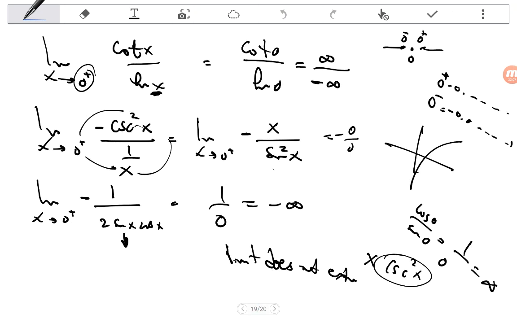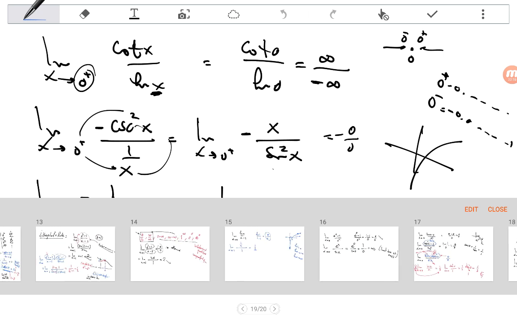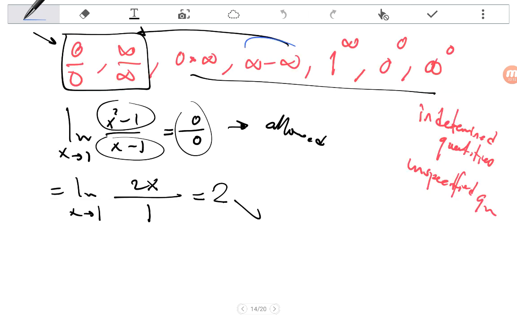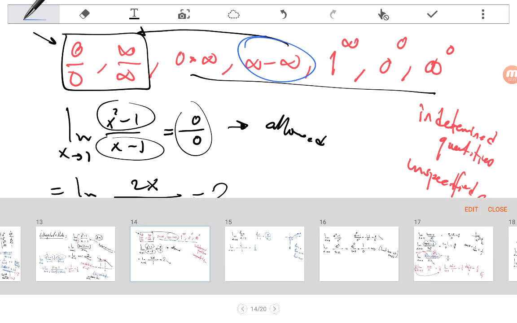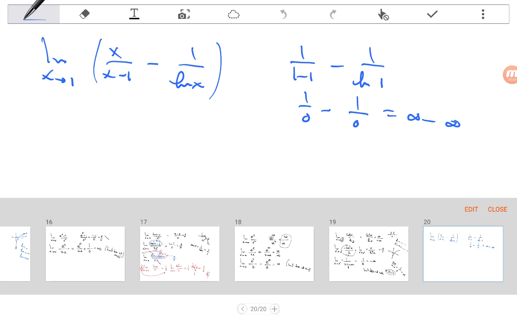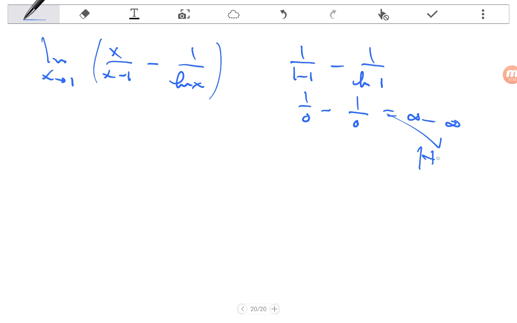Infinity minus infinity is one of the 7 indeterminate quantities. This one. So how would I deal with it? Remember, now, it is an indeterminate quantity, so I may apply L'Hopital's rule. But the form is just not ready. I need the form to be numerator and denominator as a whole, not one term and another term. I need it as a whole to be numerator divided by denominator.